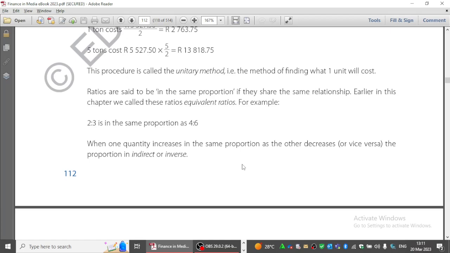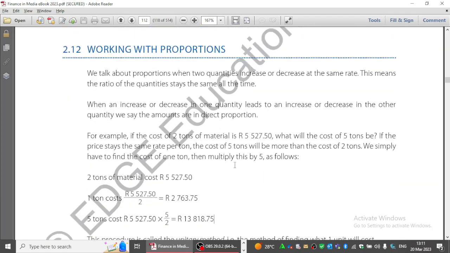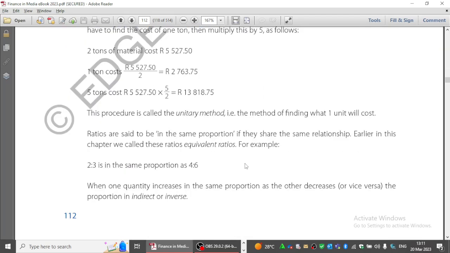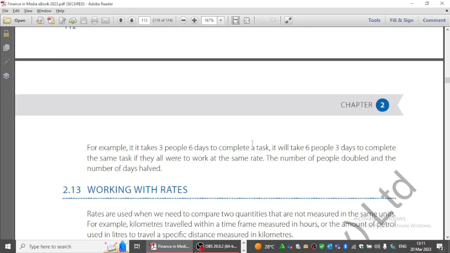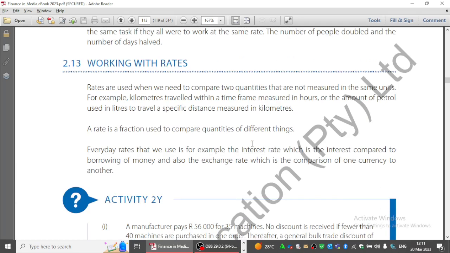So that is working with proportion, from fraction to proportion, where we calculate the new value based on the ratios. Then we also get to work with rates. Rates are used when we need to compare two quantities that are not measured in the same unit. For example, kilometers traveled within a time frame measured in hours, or the amount of petrol used to travel a specific distance measured in kilometers.